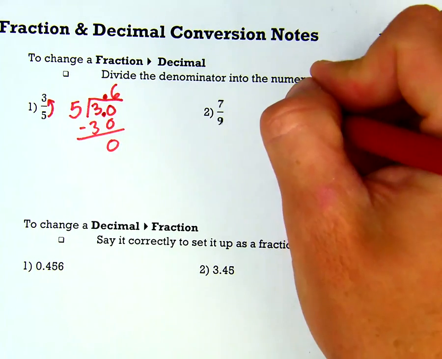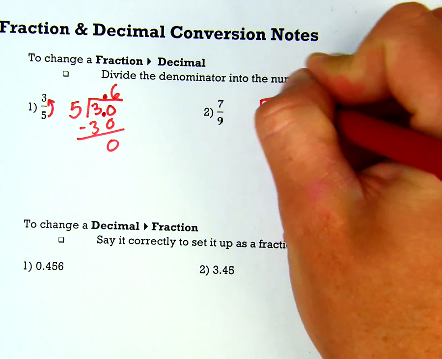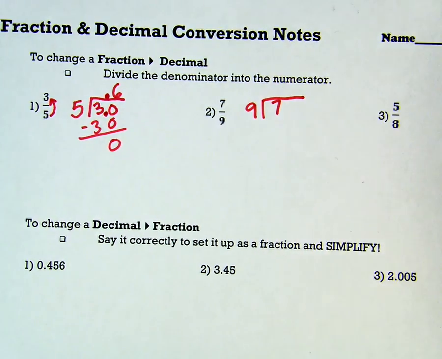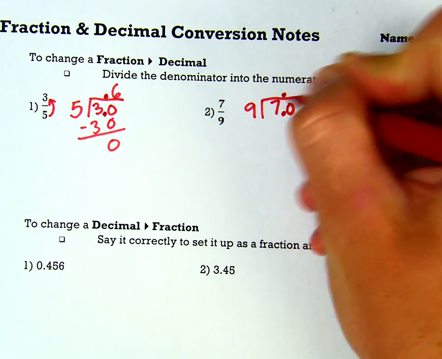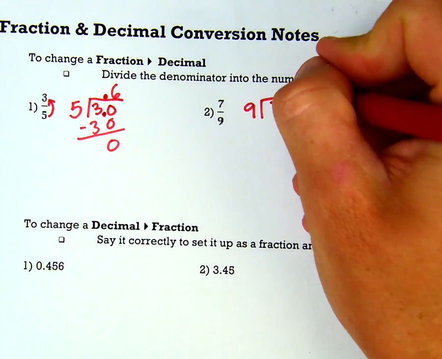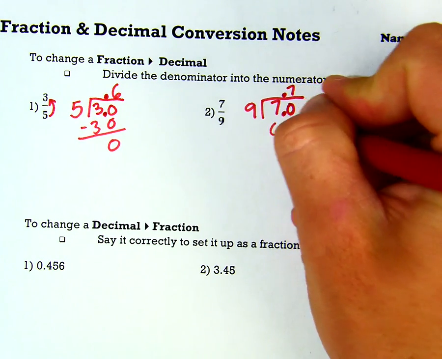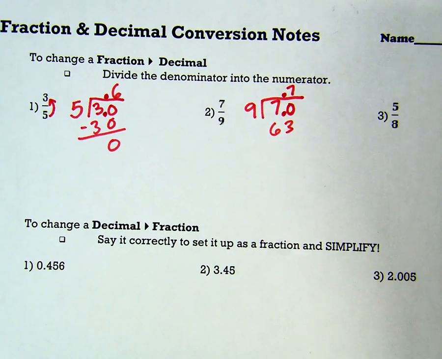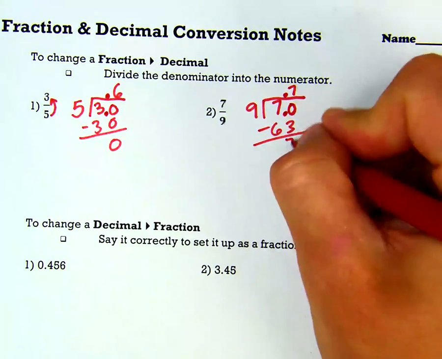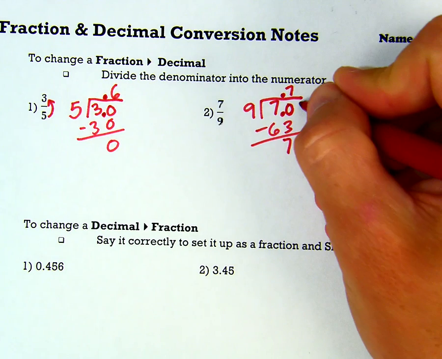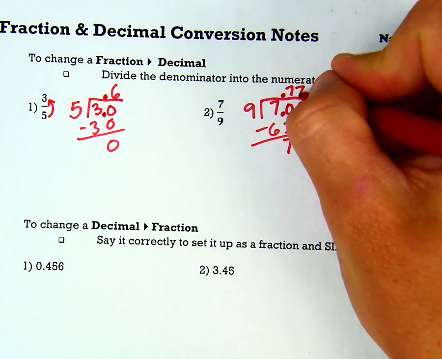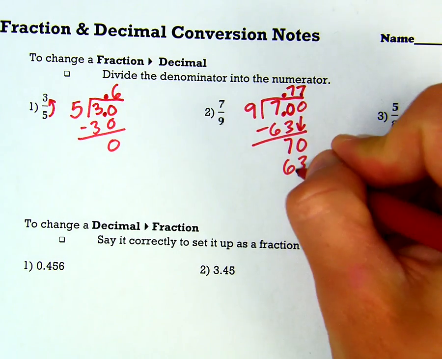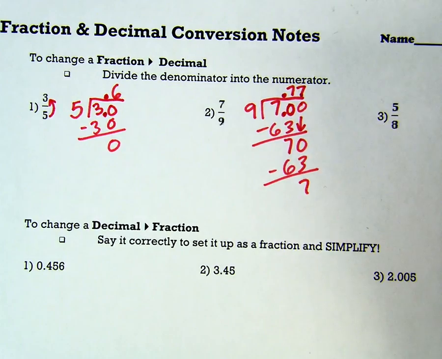7/9. Alright, 7 is going to go inside our house here, and 9 on the outside. 9 cannot go into 7, so let's add on a 0. Put our decimal point up there. 9 goes into 70 7 times. So 9 times 7 is 63. Subtract them, and I get 7. Bring down a 0. I'm left with 70 again. 9 goes into 70 7 times. Subtract it. I get 7 again.